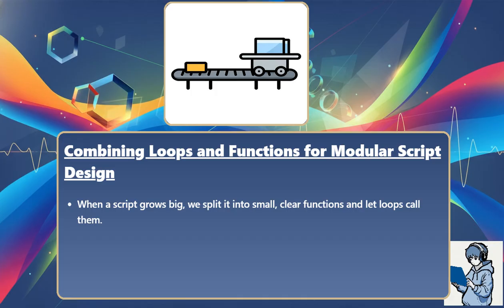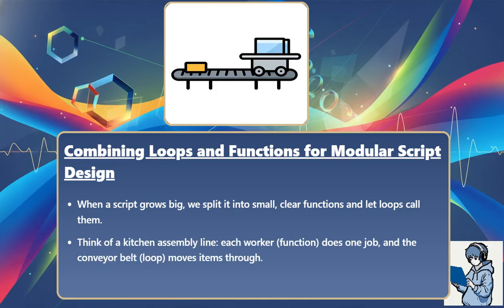When a script grows big, we split it into small clear functions and let loops call them. Think of a kitchen assembly line. Each worker function does one job, and the conveyor belt loop moves items through. Example: a script that backs up many directories and compresses each.